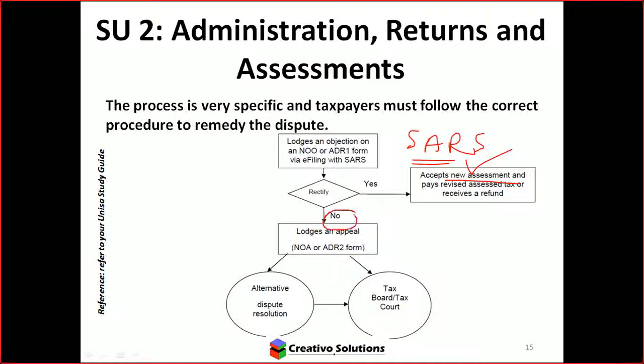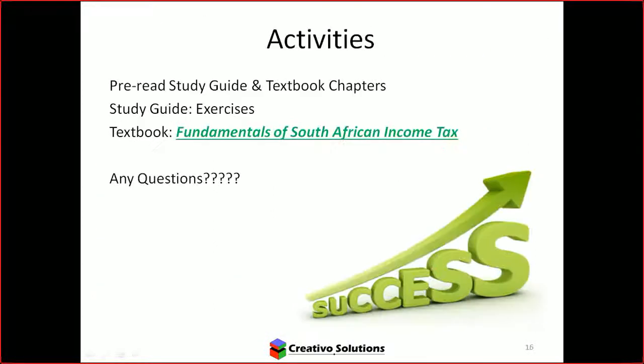If you don't agree, you can lodge an appeal. If that appeal is unsuccessful, then you've got two things to consider: either an unbiased third party that can rule, or the courts, depending on how serious the dispute is. Yes, sir. All right, and that covers the theory.